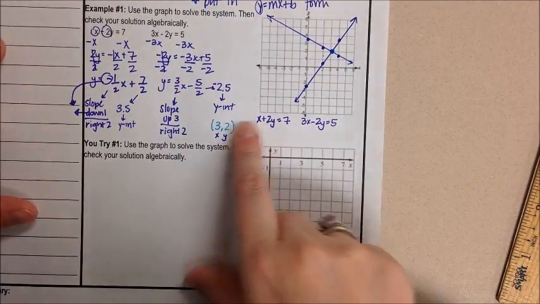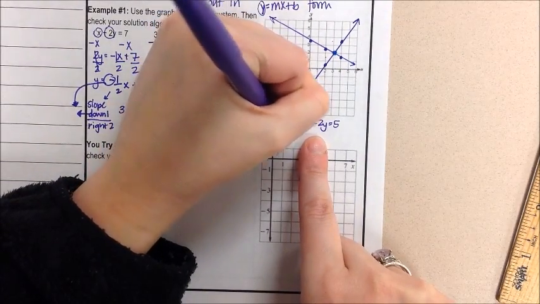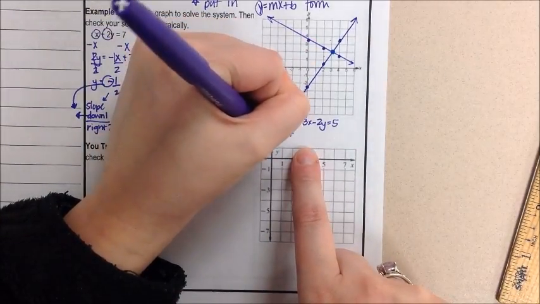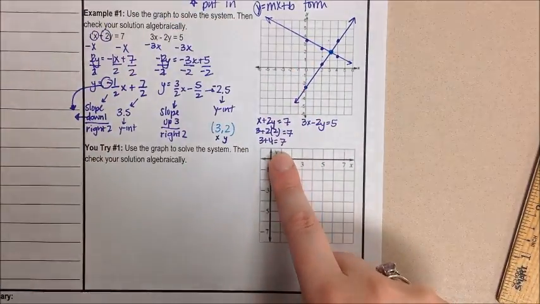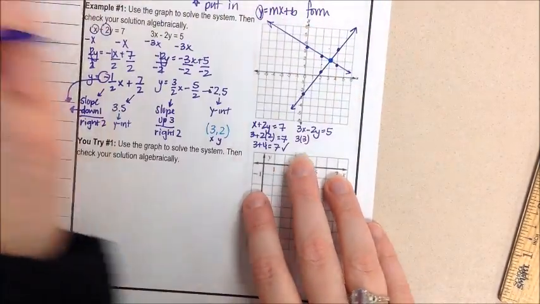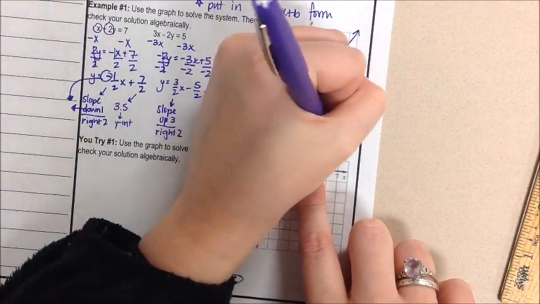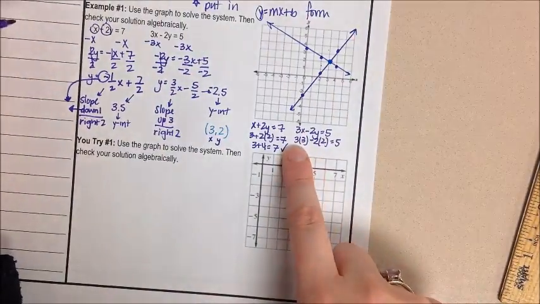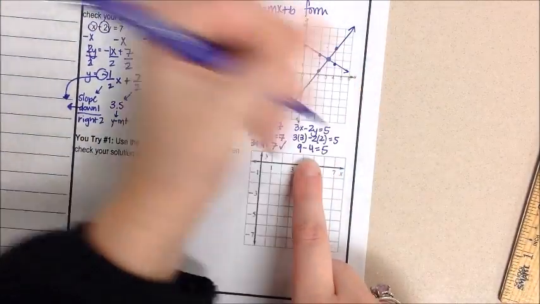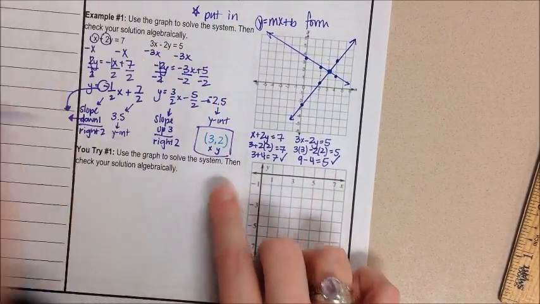I'm going to plug 3 in for x and 2 in for y. So 3 + 2 times 2 equals 7. 2 times 2 is 4. Is 3 + 4 7? Yeah, so that one worked. Then if I do 3 times 3, because again I plugged in 3 for x, minus 2 times 2, I should get 5. 3 times 3 is 9. 2 times 2 is 4. Is 9 - 4 5? Yep, so that means that my solution is correct.